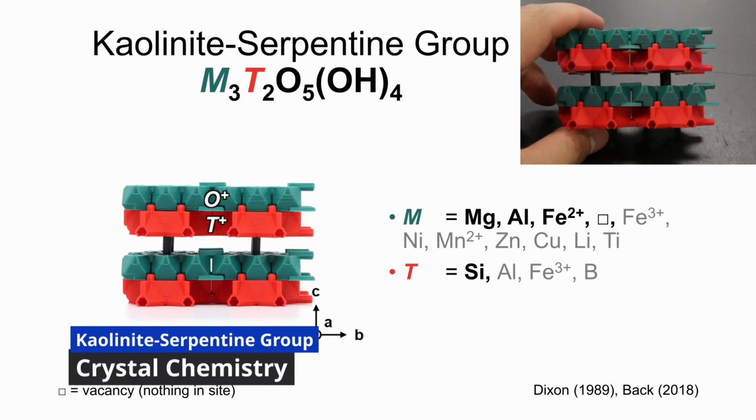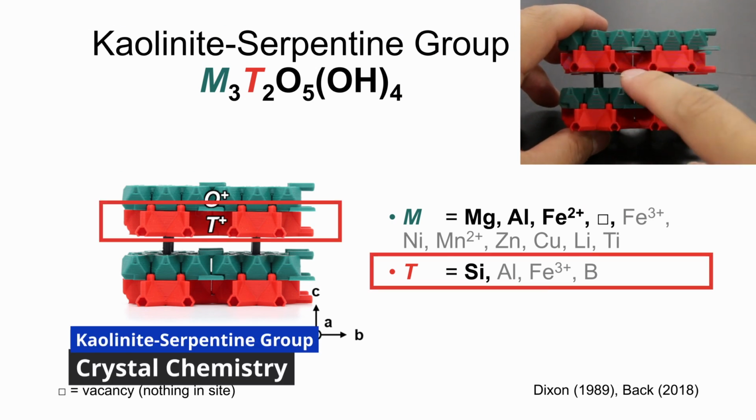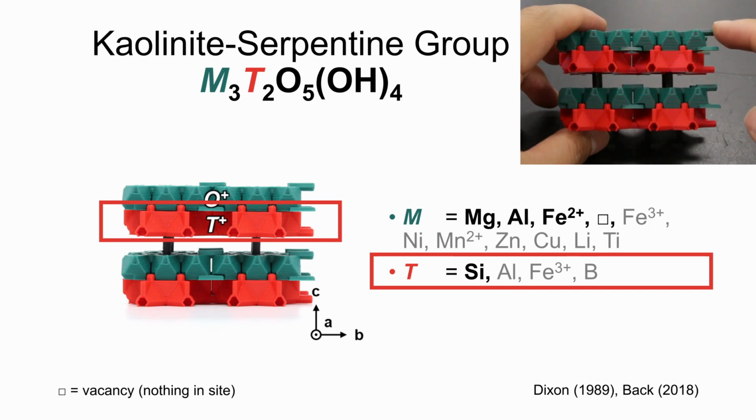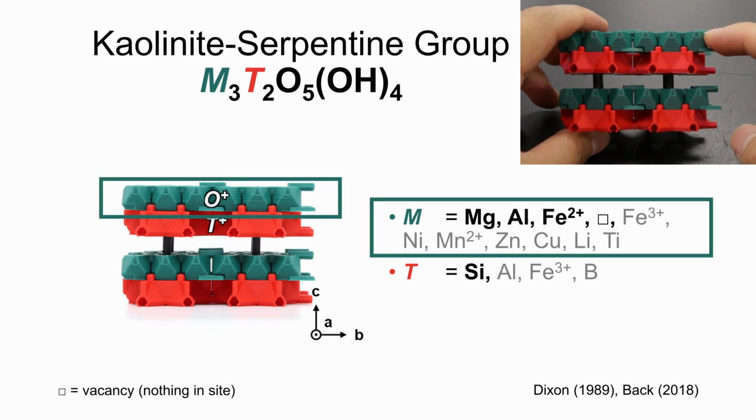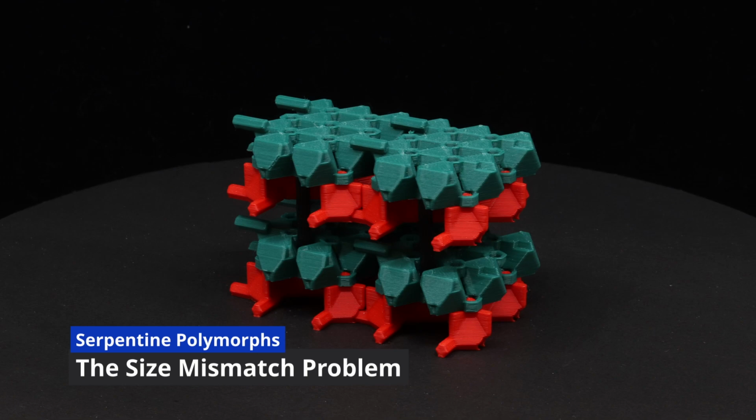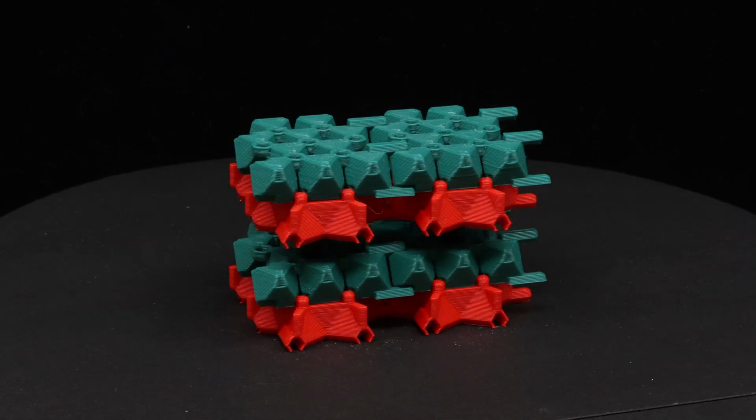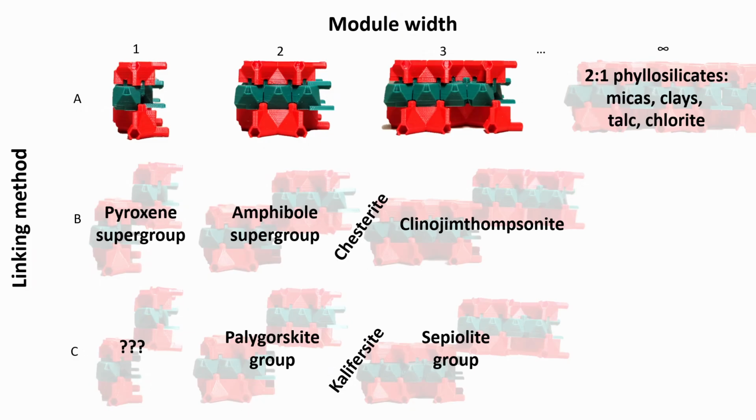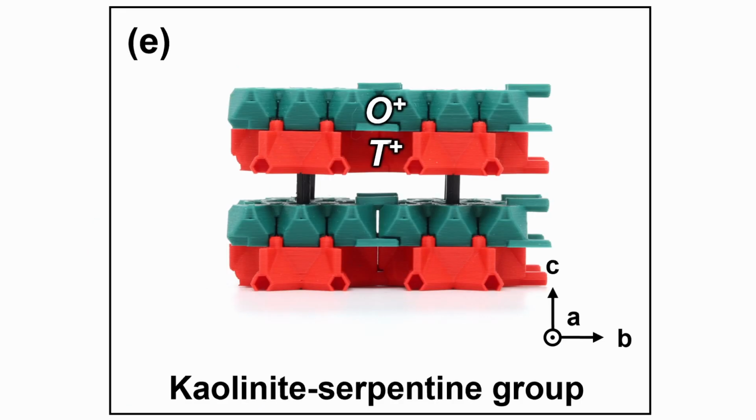For the Kaolinite-Serpentine group, silicon will fit into the T sites, and aluminum and magnesium, for example, will fit into the octahedral sites. The crystal structure of the Kaolinite-Serpentine group is distinct among all of the other modular silicate minerals. Most modular silicate minerals have a TOT structure, but the Kaolinite-Serpentine group only has TO modules, which do not have the top T modules.